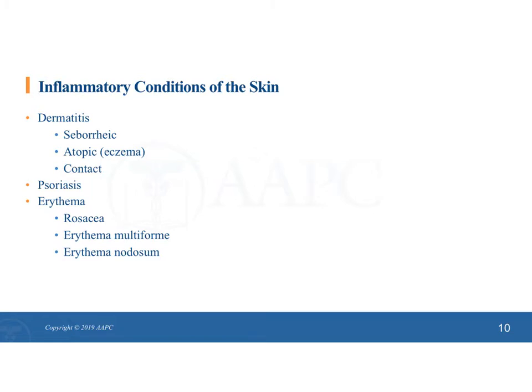Erythemia is redness of the skin due to capillary dilation. There are multiple types of erythemia. Rosacea is one of the most well-known erythemias. Rosacea typically occurs in adults, appearing as red pustules on the face. Additional types of erythemia include erythemia multiforme and erythemia nodosum.